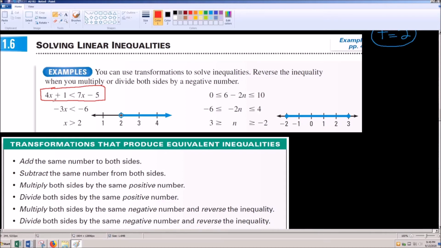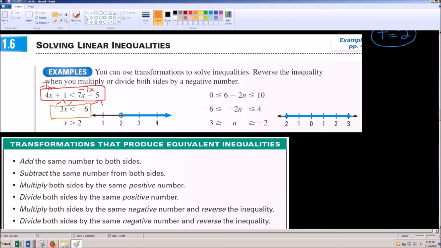So the first part of the problem is going to be the same. I want to get everything together on the same side. Let's say we subtract 1 from both sides, and let's say we also subtract 7x. You can do this in 2 steps, or you can do it in 1 step. Now, 4x minus 7x is going to give me negative 3x, and here I have negative 5 minus 1 gives me negative 6. So now we're looking at negative 3x equals negative 6.